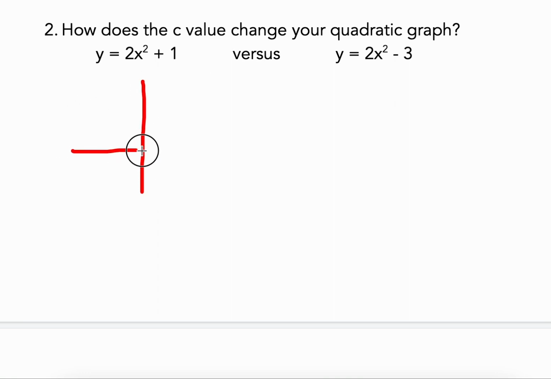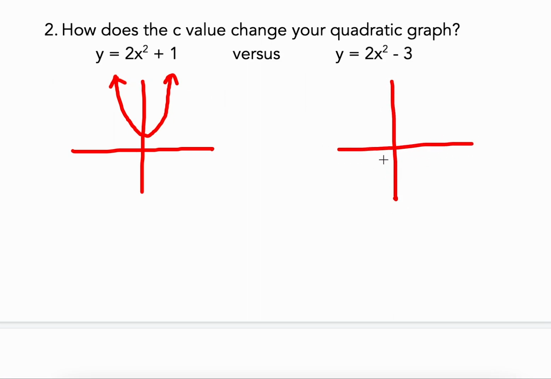Okay, so we're adding to our notes. I'm just going to do a quick little sketch that adding 1 shifted it up 1, and then subtracting 3 at the end shifted it down 3. And I can even show the scale so that we can see that. Remember, it's just a sketch though.